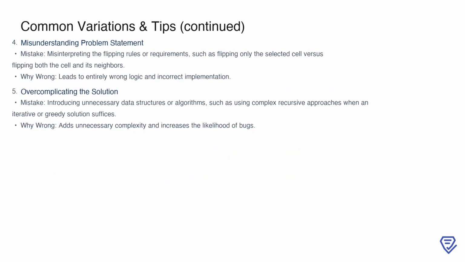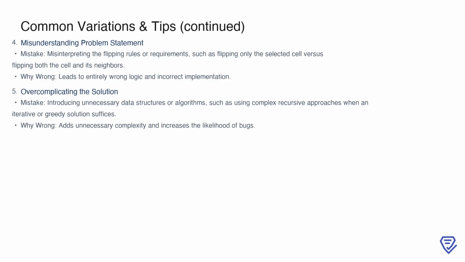Another mistake to watch out for is misunderstanding the problem statement. This can happen if you misinterpret the flipping rules, such as thinking you only need to flip the selected cell rather than both the cell and its neighbors. Such misunderstandings can lead to entirely wrong logic and flawed implementations.